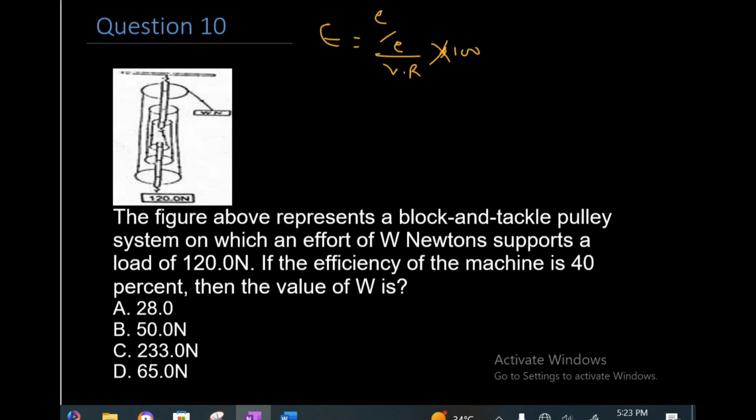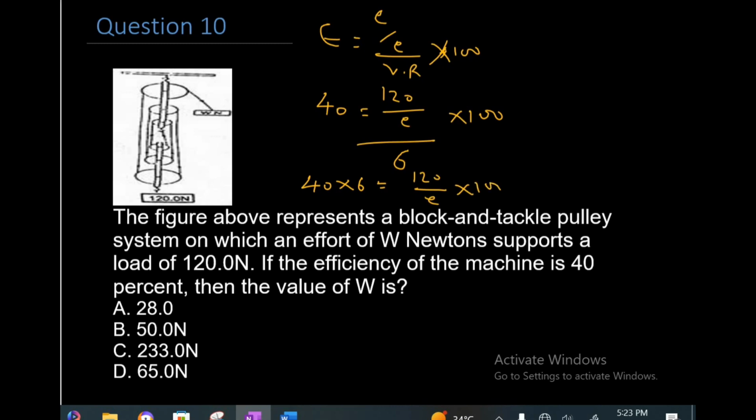So let's input our data into the formula. Our efficiency is 40 equals, our load is 120 over effort, all over the velocity ratio. To find the velocity ratio, you have to check your diagram. How many blocks do we have in the diagram? We have 6 blocks, so that means the value for the velocity ratio is 6, multiplied by 100. When we cross multiply, 40 is going to multiply 6. We're going to have 40 times 6 equals 120 over E times 100.